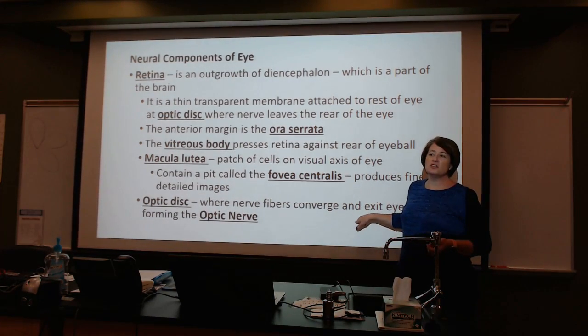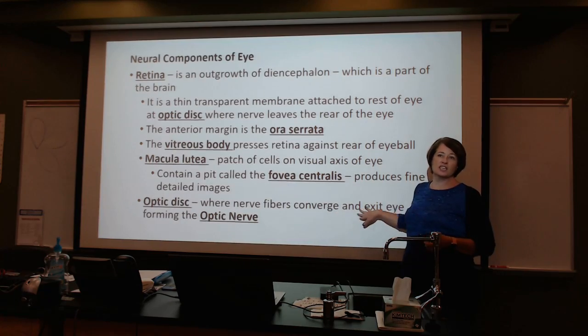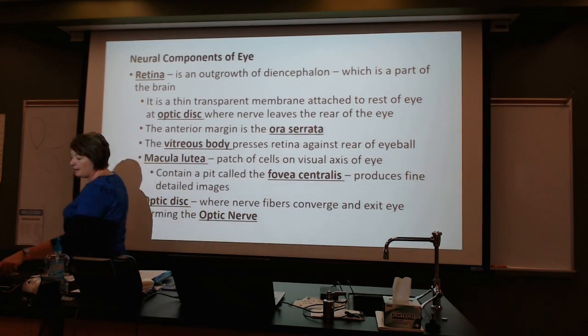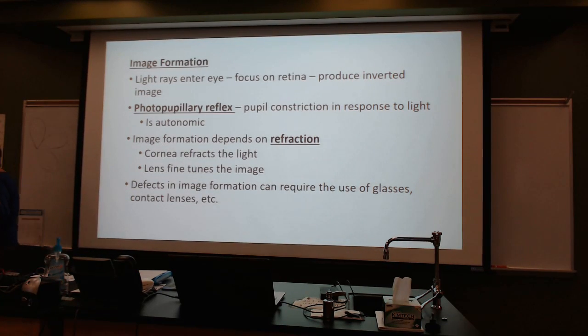The point where those nerve fibers converge is where we get the formation of the optic nerve. Basically what's going to happen, we're going to see the light ray enter the eye. It'll focus on the retina. When it does that, it produces, yes, an inverted image, upside down, okay?